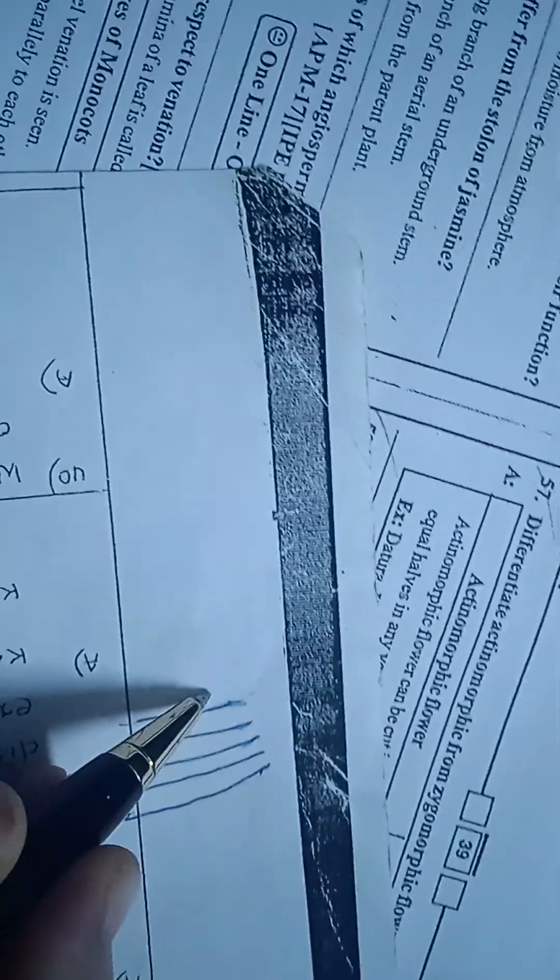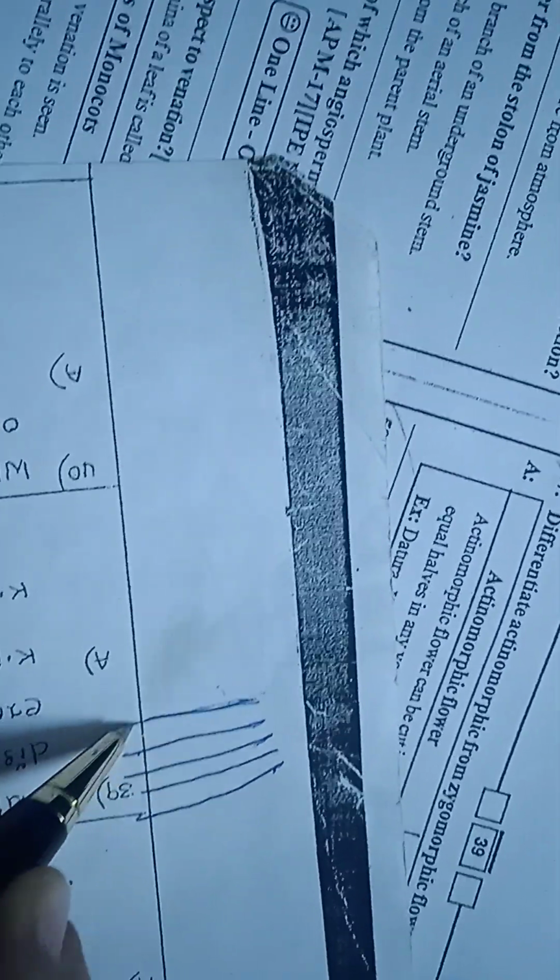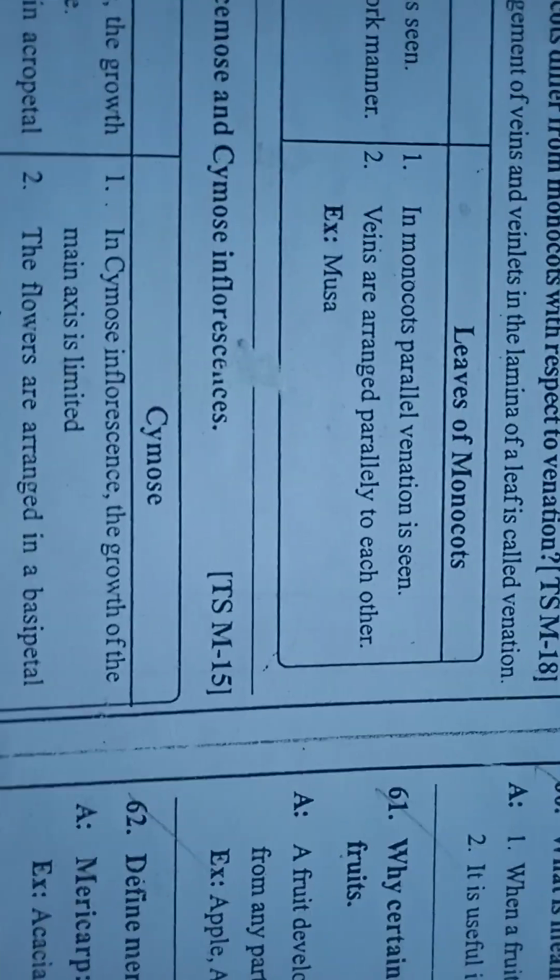Parallel venation: it crosses parallelly to each other like that. Here, the lines are parallel to each other. See, parallel to each other. This type of venation is known as parallel venation. They are parallel to each other. Example: Musa.